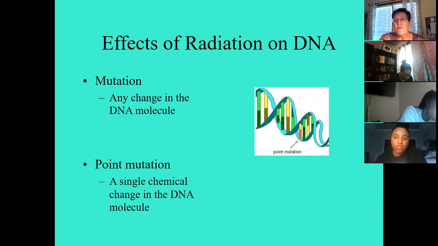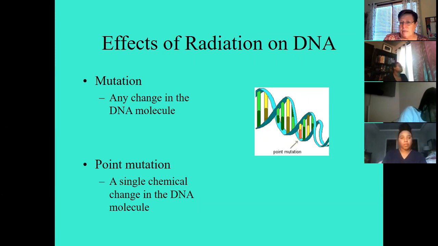Okay, so we have looked at the basis of our genetic material. We've reviewed the structure of the DNA. We know that the DNA makes up the genes, and the genes make up the chromosomes. And the chromosomes are there to make sure our genetic material, our genes, stay in the proper order and to make sure that we get the proper amount of genetic material during cell division. So the question becomes, what happens to our DNA, our genes, and our chromosomes when they are irradiated? And the answer is, well, mutations.